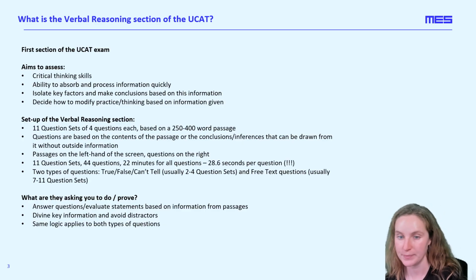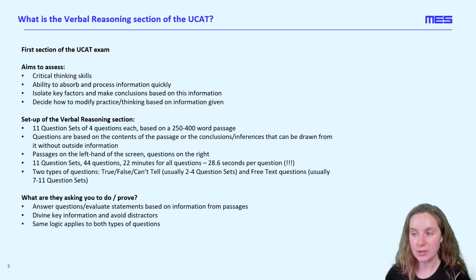The setup of the verbal reasoning section is 11 question sets of 4 questions each based on a 250 to 400 word passage. So there are 44 questions in total in the verbal reasoning section.